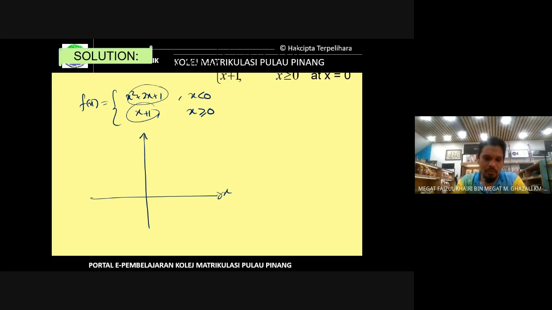Right, 2x squared plus 2x plus 1. Okay. The graph will be something like this. This is a graph of x squared plus 2x plus 1 and x plus 1. When x equal to 0, y equal to 1. And when y equal to 0, x equal to -1.